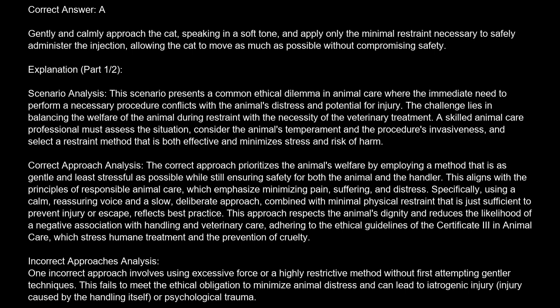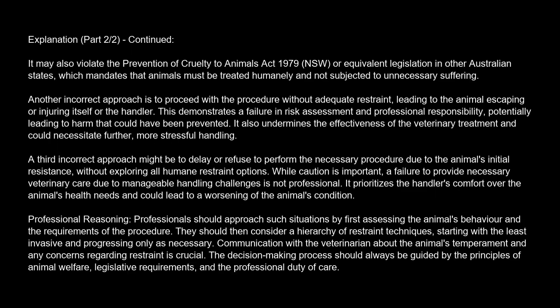Incorrect approaches analysis. One incorrect approach involves using excessive force or a highly restrictive method without first attempting gentler techniques. This fails to meet the ethical obligation to minimize animal distress and can lead to iatrogenic injury, injury caused by the handling itself, or psychological trauma. It may also violate the Prevention of Cruelty to Animals Act 1979, NSW, or equivalent legislation in other Australian states, which mandates that animals must be treated humanely and not subjected to unnecessary suffering.